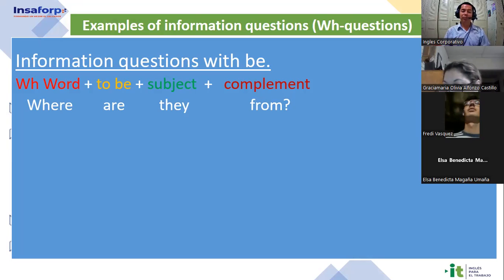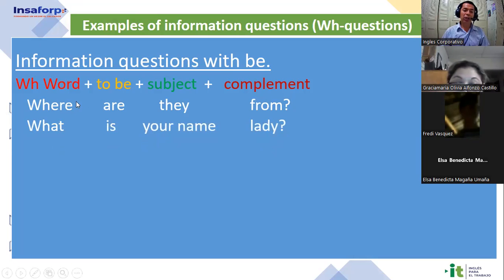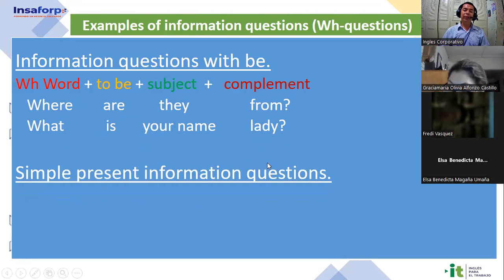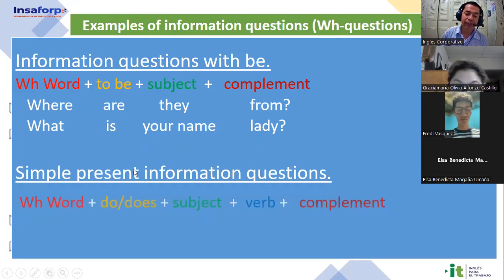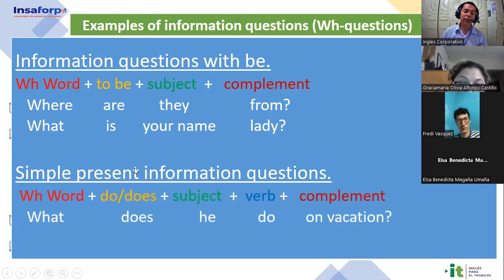Okay, good. Then this is the structure, right? W is where, verb to be, subject, and complement. What is your name, lady? Okay, then this is with the verb to be. Now with do and does. W is word, do and does, subject, verb, and complement.